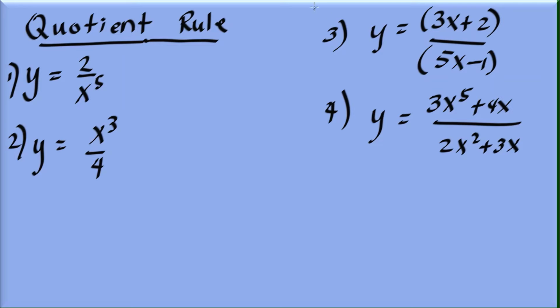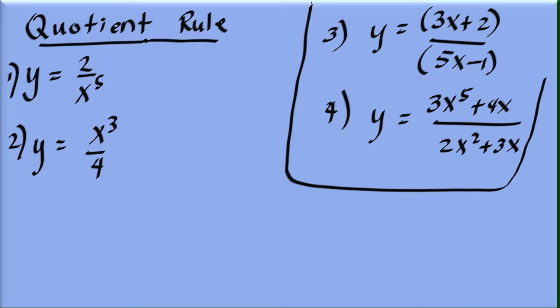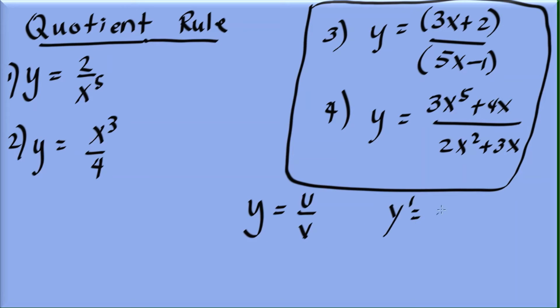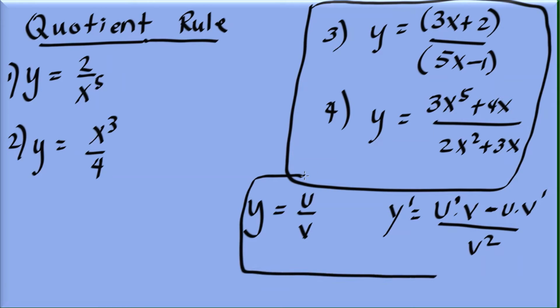Okay? Now for 3 and 4, you really have to use the quotient rule, and the formula for the quotient rule is, let's say you have a quotient of u and v, all right, so the derivative is u prime v minus u v prime, just like the product rule, except we have a minus this time, over v squared.